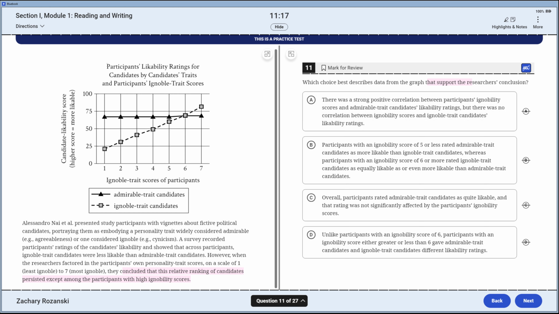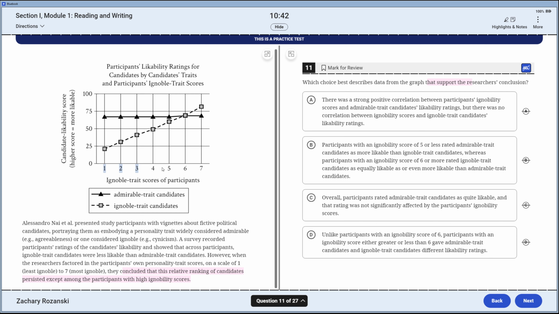I need to understand this chart. So we've got participants' likability ratings for candidates by candidate traits and participants' ignoble trait scores. So we've got two different groups of people. We've got people who are participating in the rating of someone, these candidates, how likable they are. And we've got admirable trait candidates, and we've got, I guess, less than admirable trait candidates. So as participants' badness goes up, their likability for badness goes up.